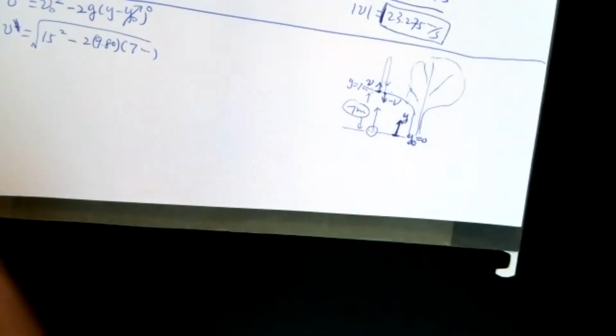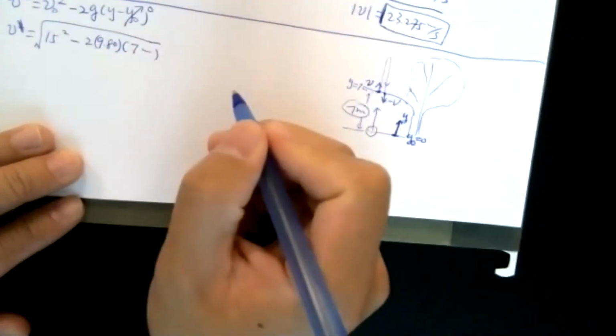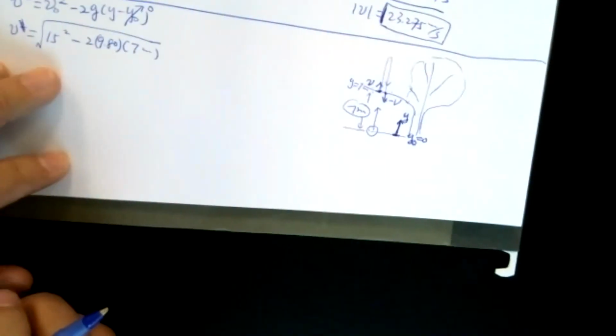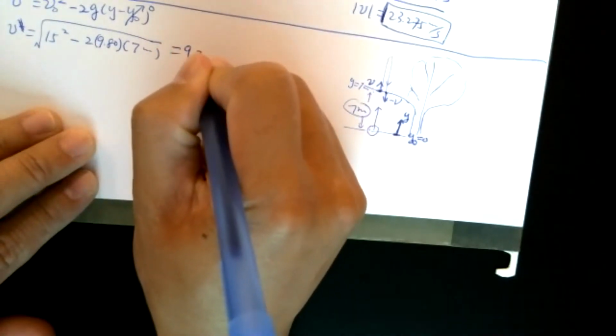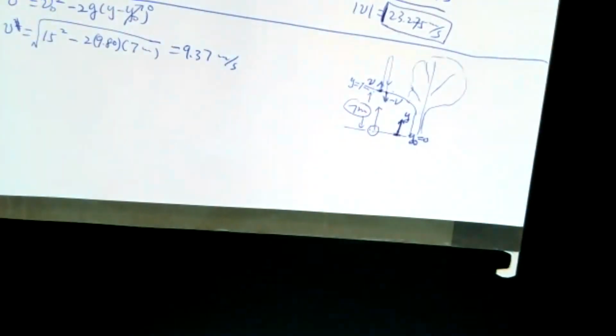I actually didn't do it that way, but if you guys can do it that way, and then tell me what number you get from this, I can have a quick check as well. So it's going to be the square root of 15 squared minus 2 times 9.8 times 7. 9.37, okay? So that's what you would have, 9.37 meters per second, for it's going upward.